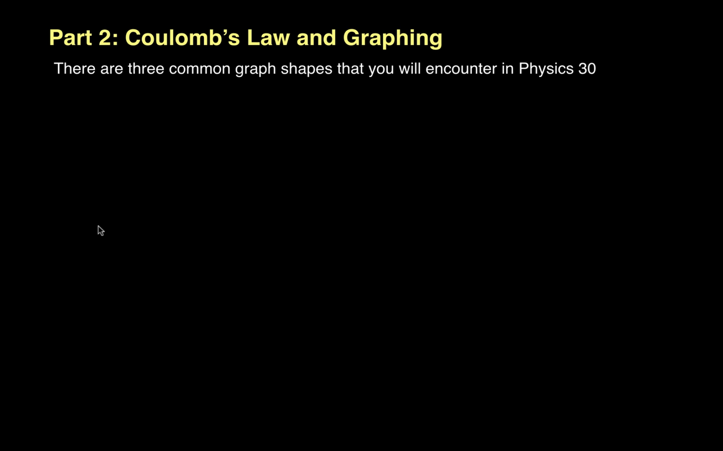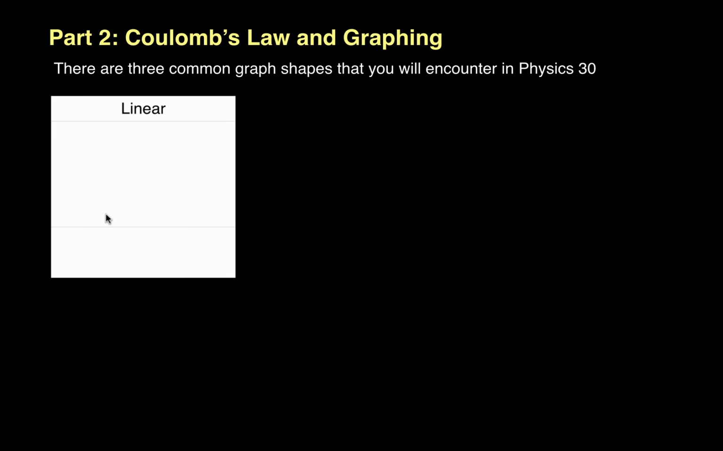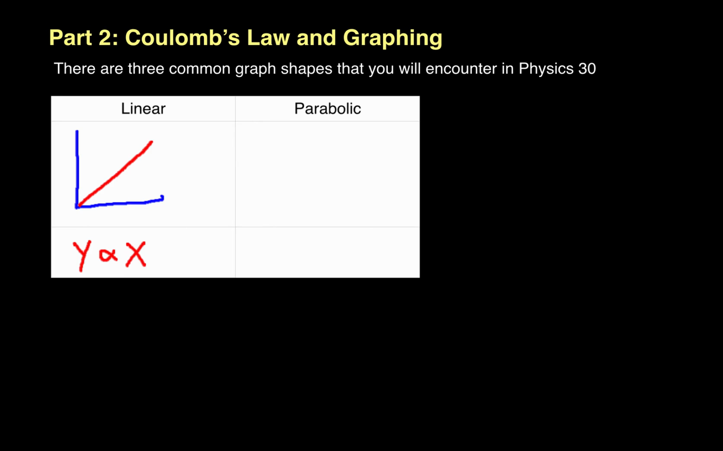Part 2 looks at Coulomb's law and graphing. This section is important because it shows you how Coulomb's constant is calculated using experimental data. But first, there are 3 common graph shapes that you will encounter in Physics 30. The first is linear. A linear graph will always form a straight sloped line and will have an equation that looks like y proportional to x with no exponents.